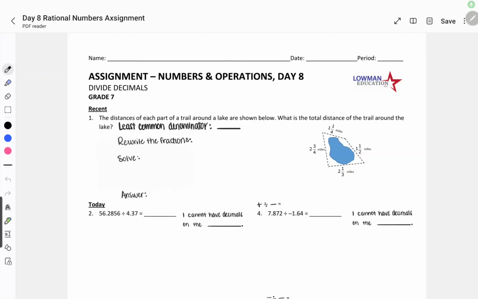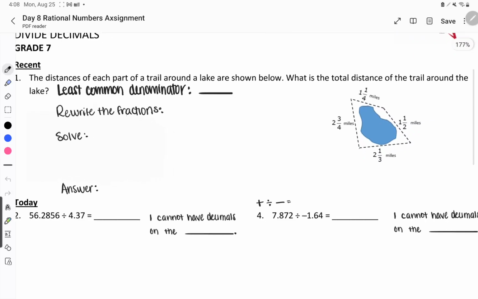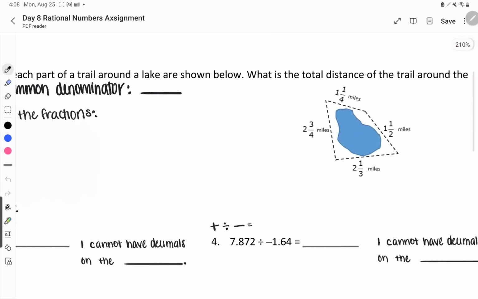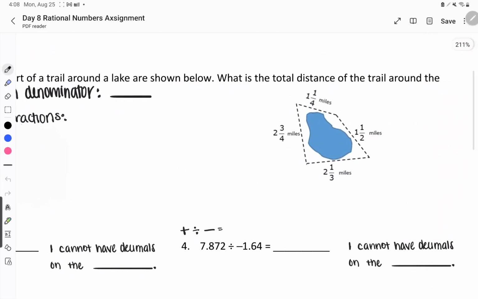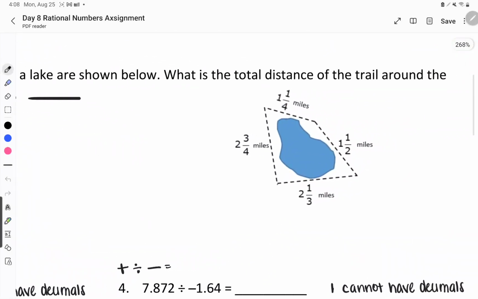Each part of a lake are shown below. What is the total distance of the trail around the lake? Okay, so if we are looking for the total distance and they just gave me each part, how do I find the total distance? I would add all of these numbers up together. So I would have 1 1/4 plus 1 1/2 plus 3 plus 2 1/3 and plus 2 3/4.